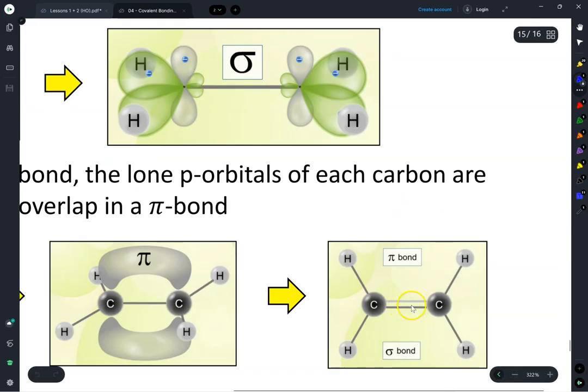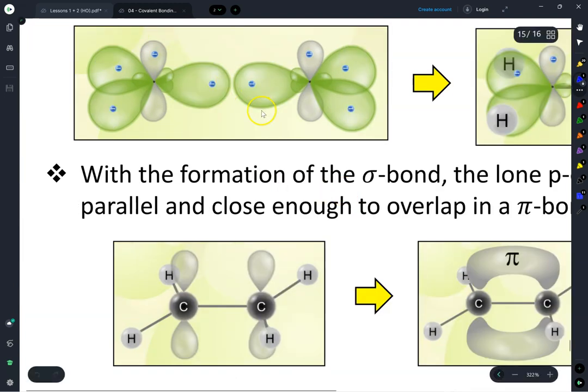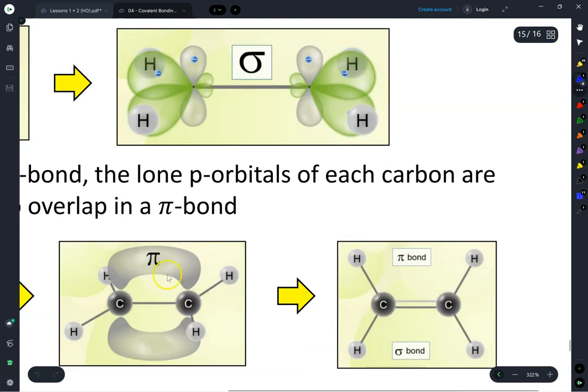But with a double bond, we have both a sigma and a pi bond present between these 2 carbons. As we said, the sigma bond is a head-to-head overlap of the electron clouds, which allows for free rotation along the horizontal axis. But with a pi bond, we have a side-to-side overlap between these 2 p orbitals. This keeps them linked together and prevents them from rotating along the horizontal axis.